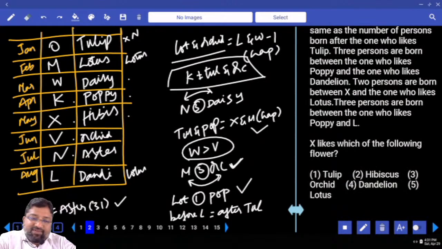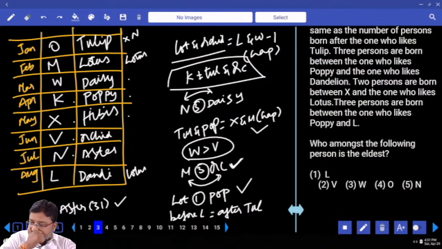X likes which of the following flowers? Who amongst the following persons is the eldest? Eldest means the person who was born first among everyone. Who is the person born first, Amma?